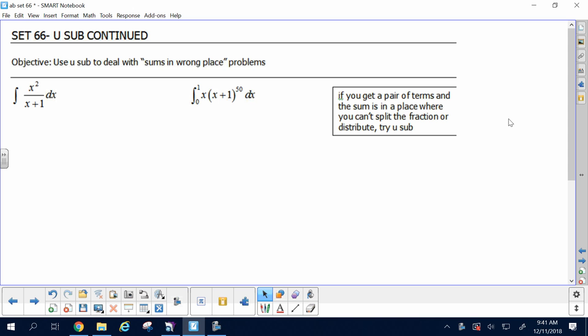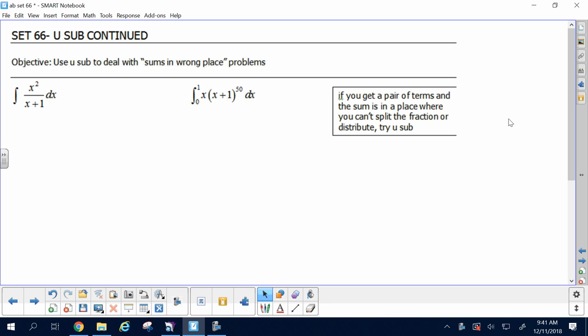Let's talk about a use of u-substitution that sometimes is overlooked. U-sub is usually used when you have a break in the chain problem or trying to undo a chain rule, whether you know it or not. You have a function within a function. But a very common use of u-sub is when you have what's called an unfortunate sum problem.